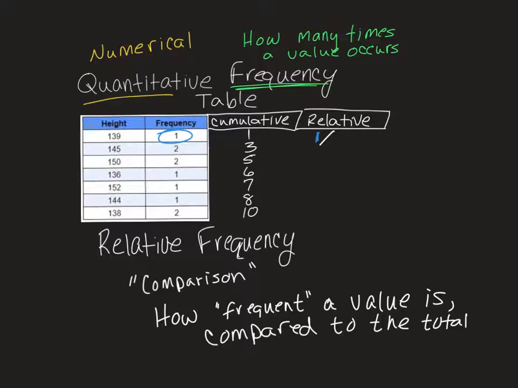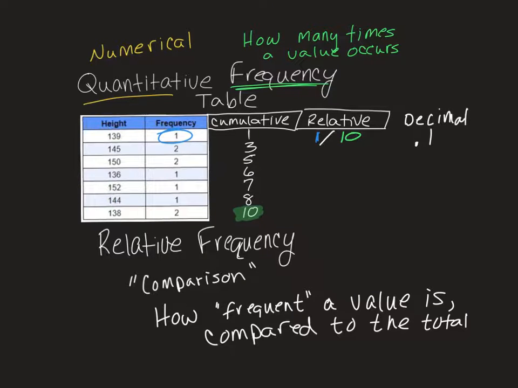Once we did the cumulative frequency, we realized that we have 10 numbers in the table, right? There were 10 different values from that frequency column. So we're going to do 1 divided by 10. So you're saying how frequent is a height of 139 relative or compared to the total number of values. The way that we express that varies depending on what you need that number for. Sometimes we just leave it in decimal form, which in this case would be 0.1.